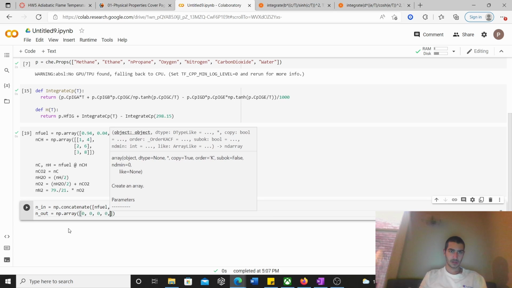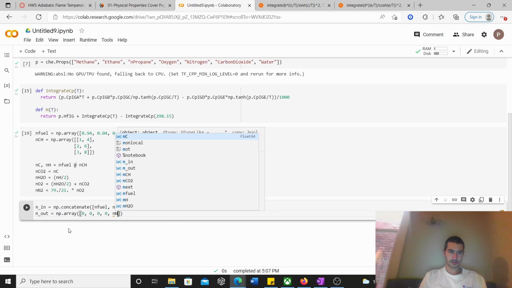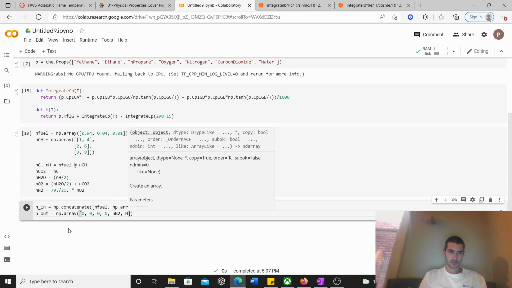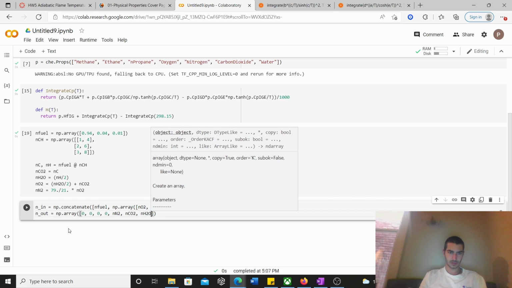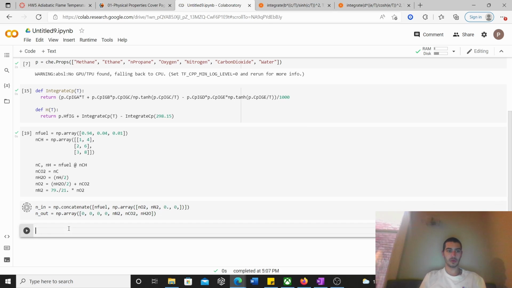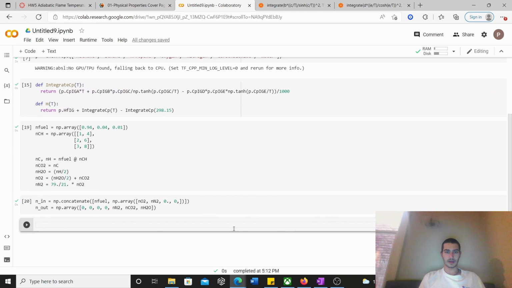Then we're just going to want the amount of moles of nitrogen gas, the amount of moles of CO2, and finally the amount of moles of H2O. There we go. We have the amount of moles coming in and the amount of moles coming out. Now that we've gotten that, the main idea is we want to create a function based off of what we worked on in part 2, right? We want to make sure that the enthalpy going in is equal to what is going out, right?